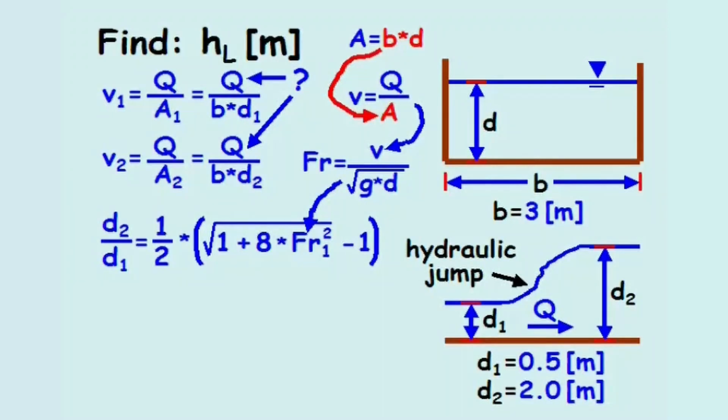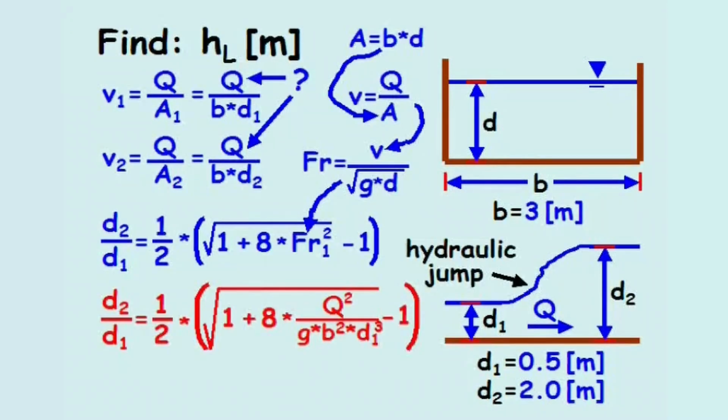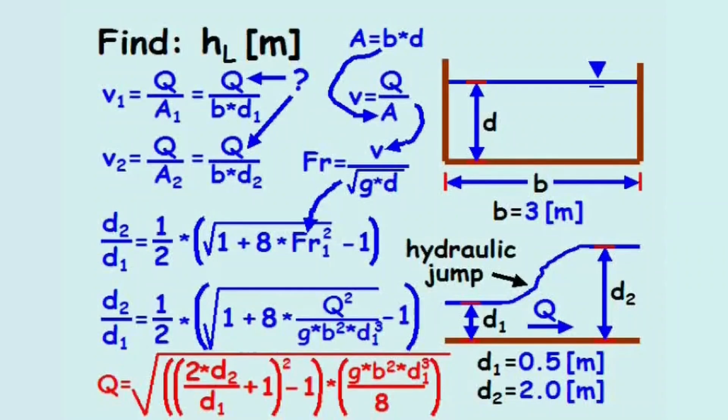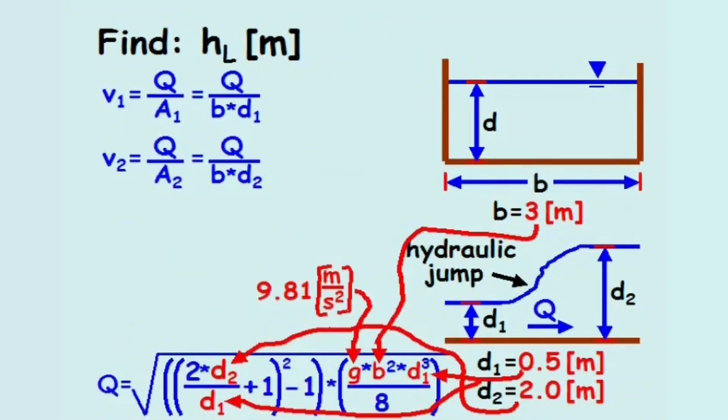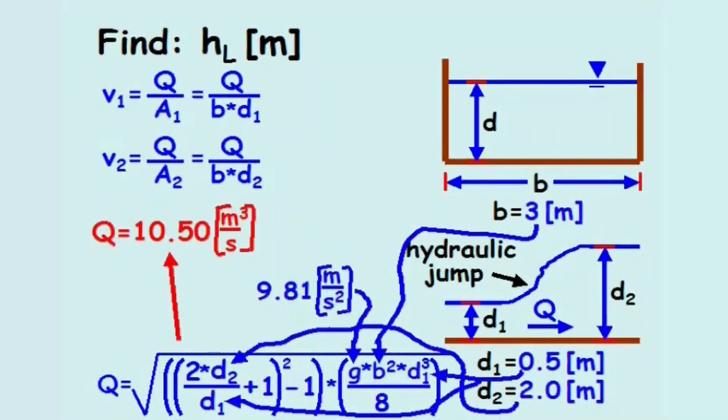After these substitutions are made, the hydraulic jump equation is effectively one equation and one unknown, and that unknown value is our flow rate, Q. After a few lines of algebra, the flow rate is simply a function of the gravitational acceleration and the given data. Plugging in the values for g, b, d1, and d2, the flow rate computes to 10.50 meters cubed per second.